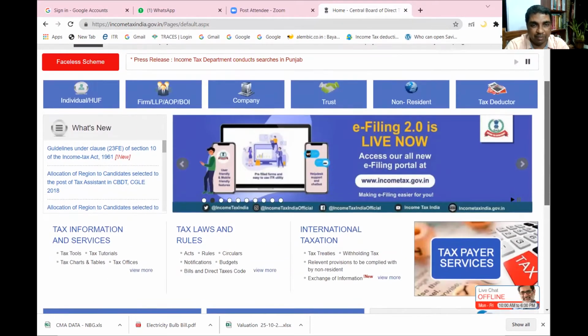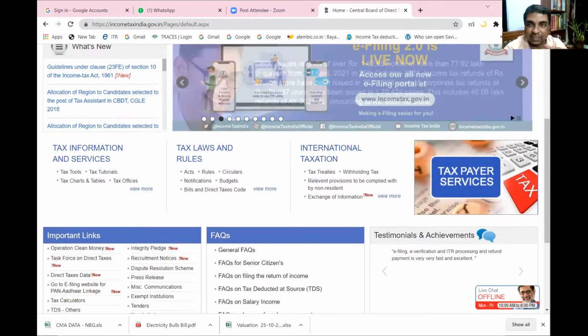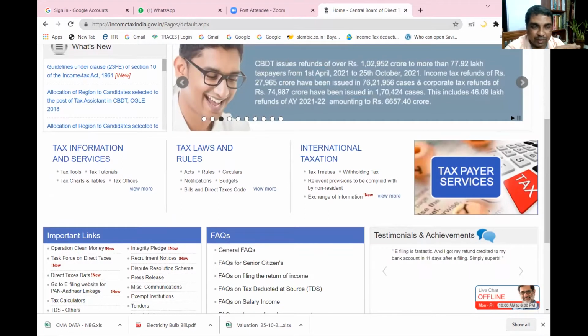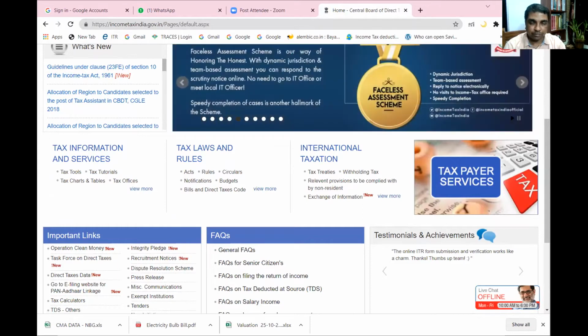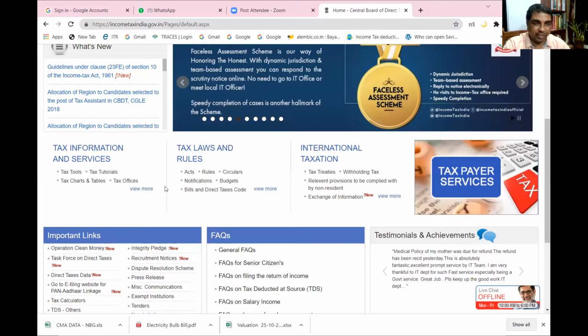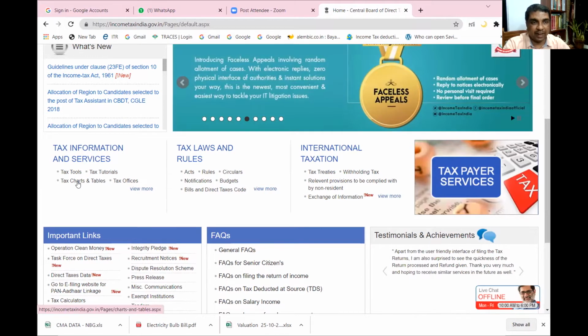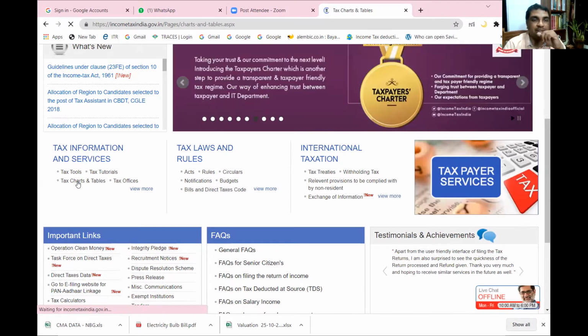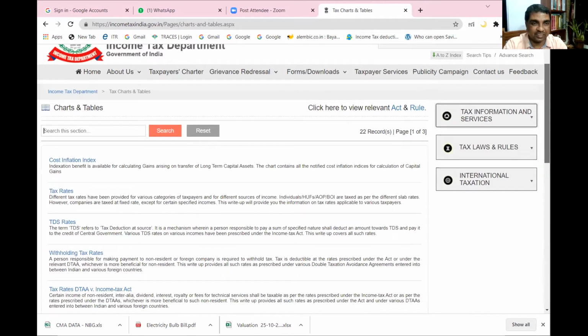Can you tell me where it is available? I'm showing you this page. Where should I go? I think in the previous class I had shown you. Can anyone help me? No idea. So let me take you here. Can you read what is mentioned here? Tax charts and tables. If you click here, you will find various rates, charts, etc.